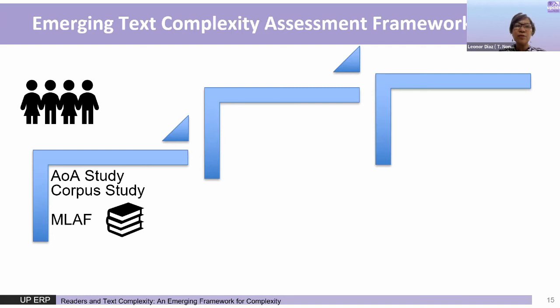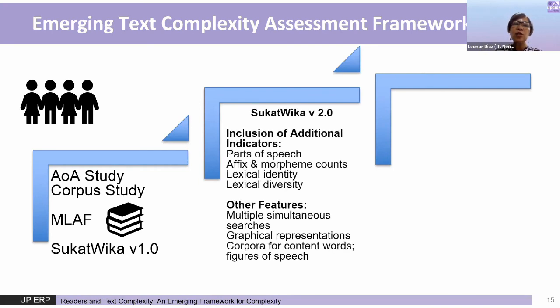The experience with TalkTogether sub-studies ushered in the realization that Sukat Wika could be used to provide information related to indicators of text complexity. Aside from its original functions, it is possible for it to evolve into a more sophisticated tool to help determine the complexity of texts. Some indicators from this text complexity assessment framework can actually already be identified by Sukat Wika. Its next iteration could include additional indicators such as parts of speech, affix and morpheme counts, lexical density, diversity and complexity for Filipino and other Philippine languages, graphical representations as output, and multiple simultaneous searches. Corpora for content, words, and figures of speech may be part of future development.